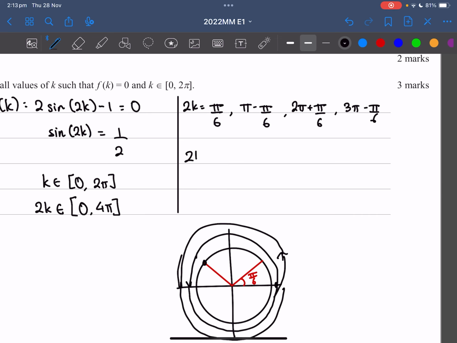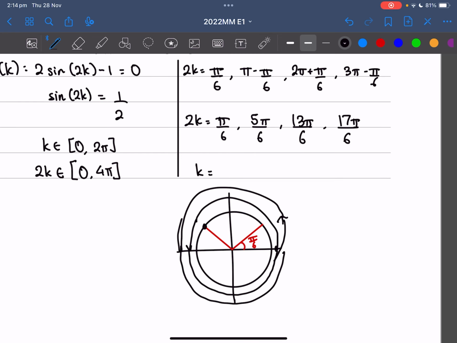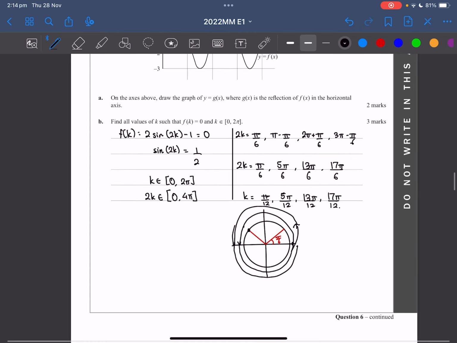So 2k is equals to pi on 6. So what is pi minus pi on 6? It's going to be 5 pi on 6. 2 pi plus pi on 6 is going to be 13 pi on 6. Oh, not 12, 6. Okay, my brain jumped a bit forward. And 3 pi minus pi on 6 is going to be 17 pi on 6. So therefore, our k is equals to pi on 12, and 5 pi on 12, 13 pi on 12, and 17 pi on 12. Okay, so that's your answer.